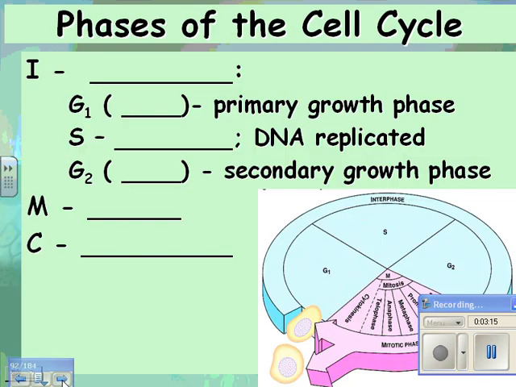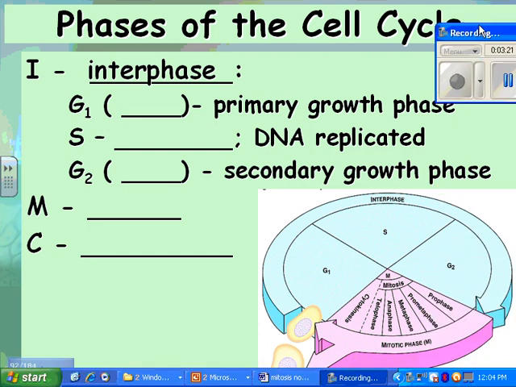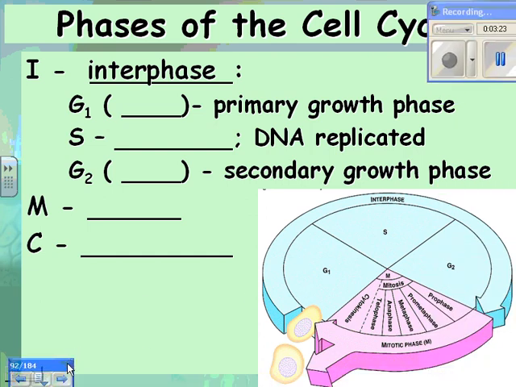So, phases of the cell cycle. The first phase is called interphase, and there are 3 sections of that. That's this whole thing in blue. G1 is the gap 1 phase, and that's the primary growth phase. The cell's maturing, making more organelles, all that stuff. That's here. The next phase is the S phase, or the synthesis phase, and that's when the DNA is replicated.